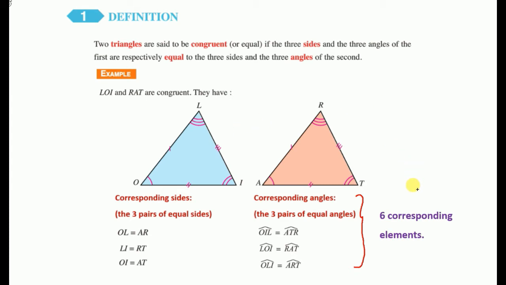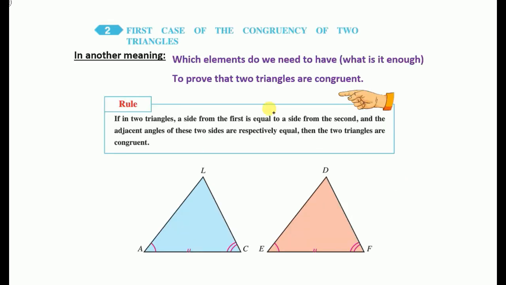And you will notice that we don't have to prove that all these 6 corresponding elements, the 3 pairs of sides and the 3 pairs of angles, are respectively equal. No, we only need 3 elements out of these 6 elements. Now in part 2, we will learn the first case of the congruency of two triangles.